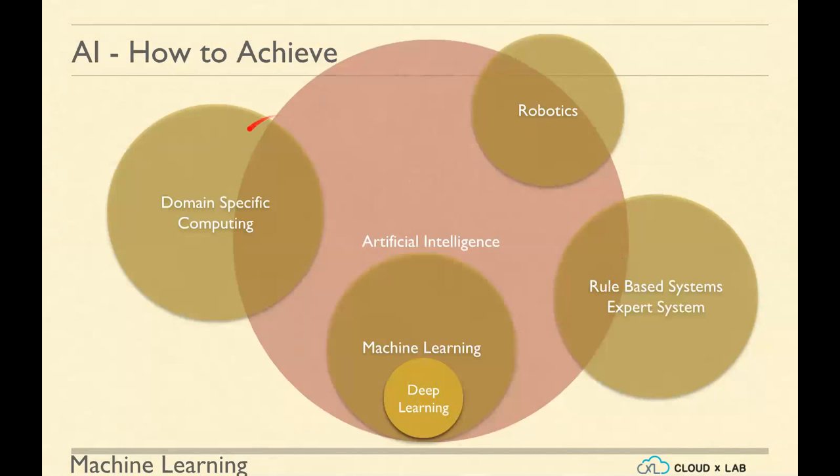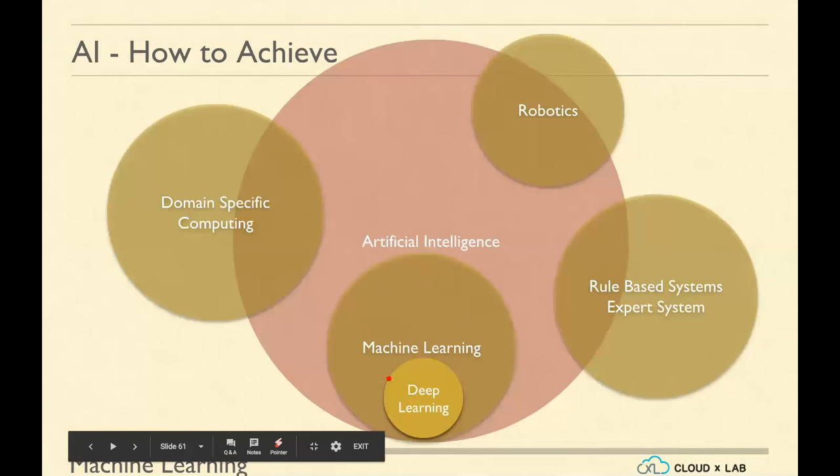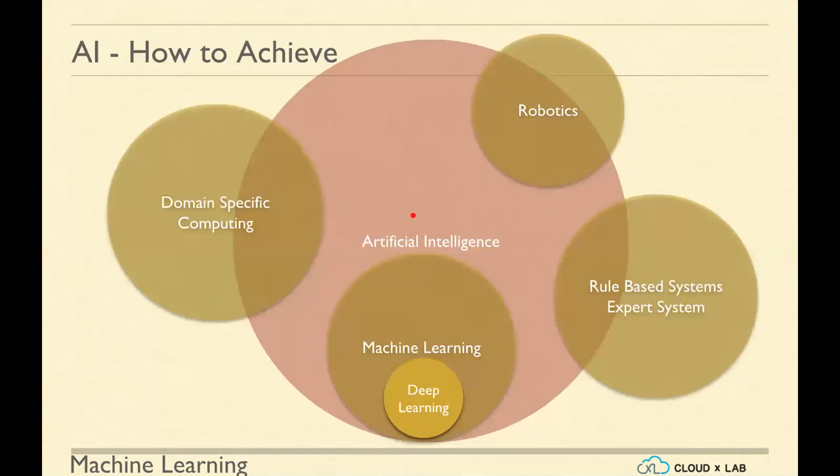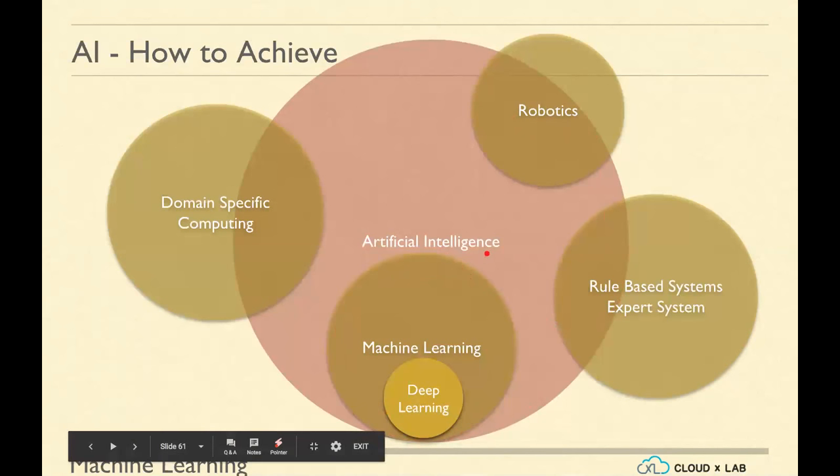Okay? So this is how we achieve AI, using robotics, using existing systems, using the existing programming, as well as machine learning and deep learning. All right, so this is how we achieve AI. Now, AI is more about the objective. The actual work is inside each of these parts, okay? So we are going to focus more on machine learning as part of this course, all right?